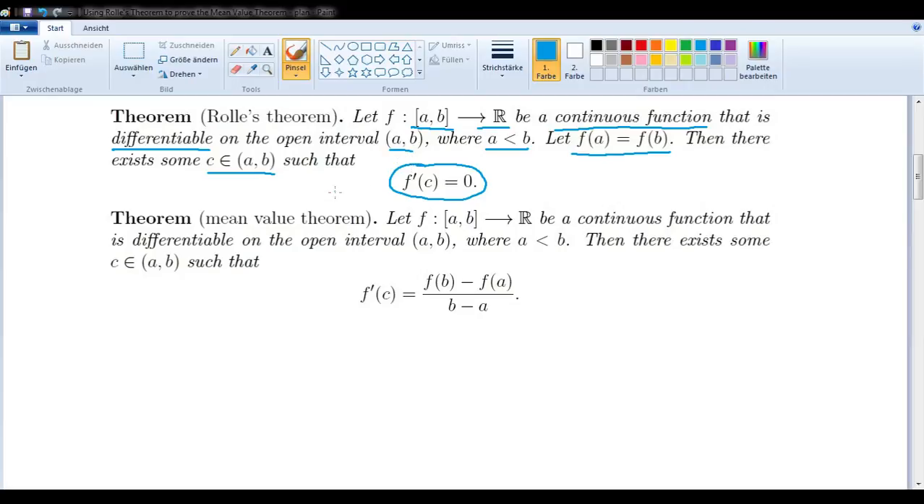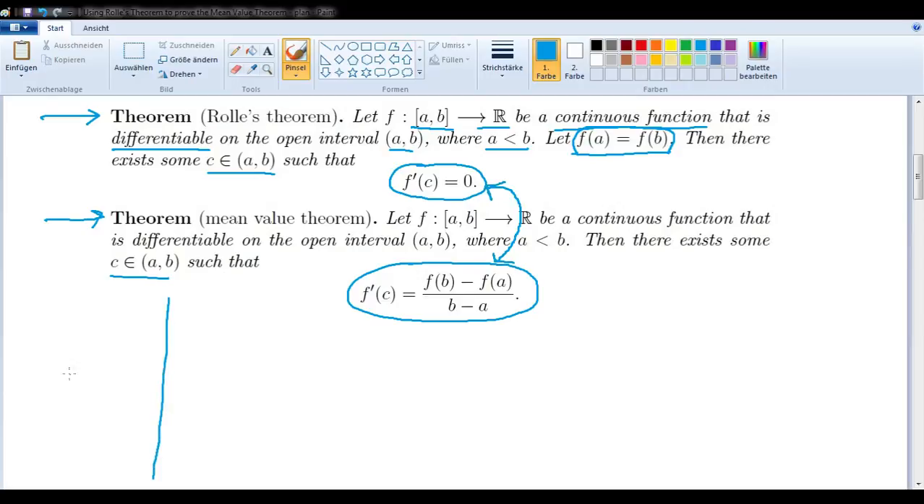Now the mean value theorem, on the other hand, says almost exactly the same thing, except that we leave out this part about f(a) being equal to f(b), and then the c that we're finding here gives us this equation. Now before we use this to prove this, let's take a look at how these two equations are related. So we see here an example function for Rolle's theorem.